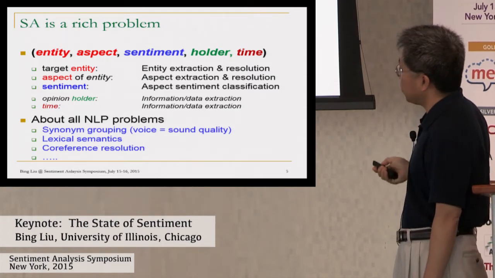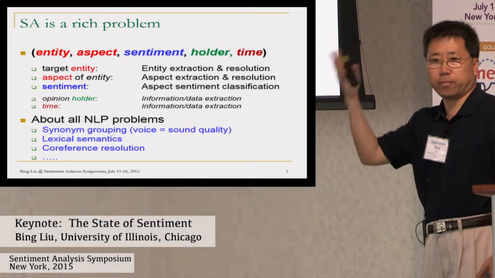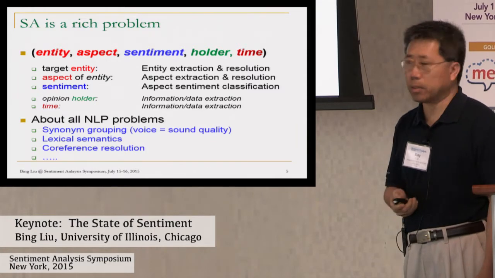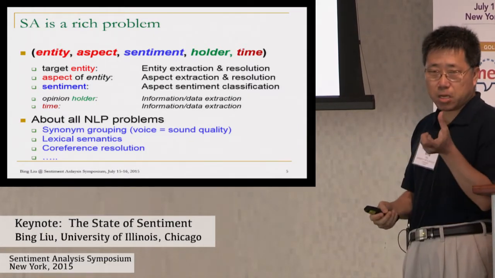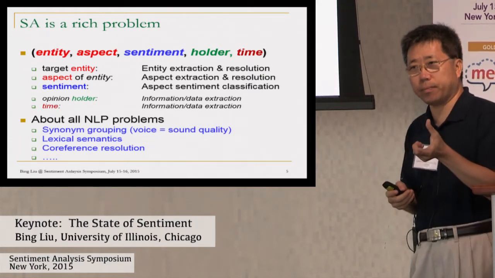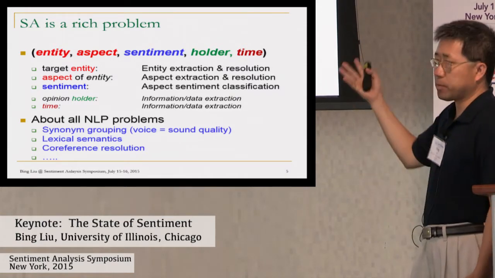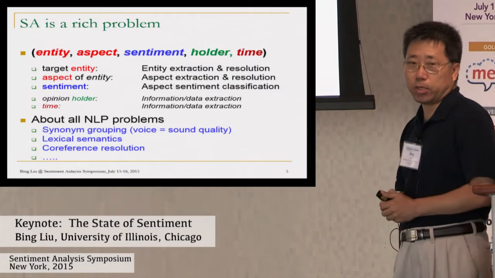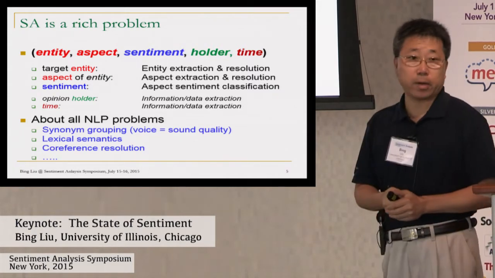And obviously, since this is a natural language processing problem, you'll get all the natural language stuff in, right? For example, how do you know voice is the same as sound quality, right? And also, of course, lexical semantics, which is basically the meaning of the words, right? When you come to a particular context, what's the meaning of this word, right? And then coreference resolution, all kinds of stuff coming in. That makes this a very rich problem, and also a very challenging problem. Okay, very challenging problem. That's why it's not easy to get very accurate.